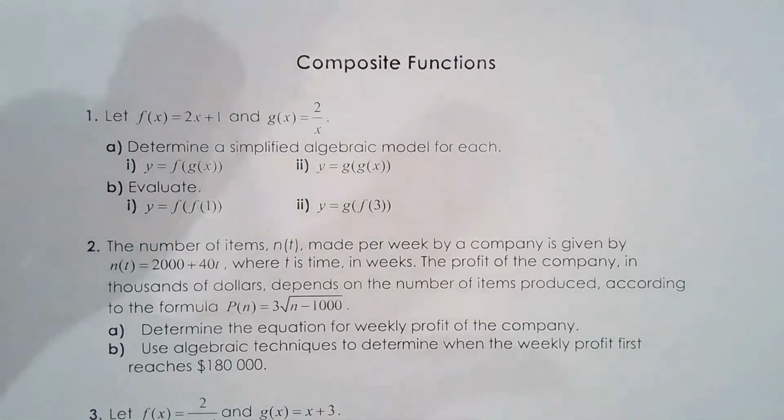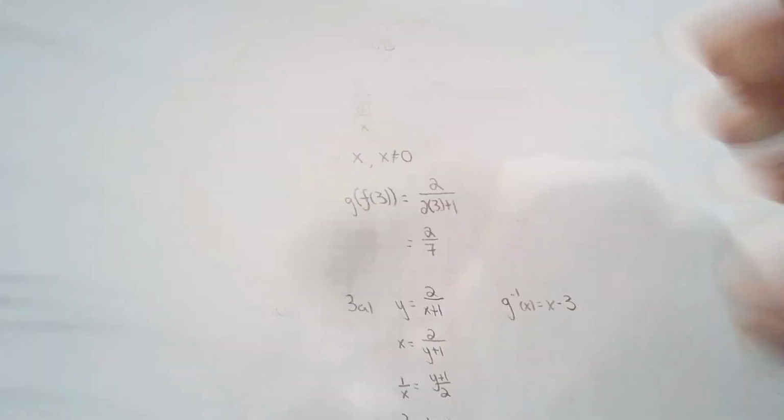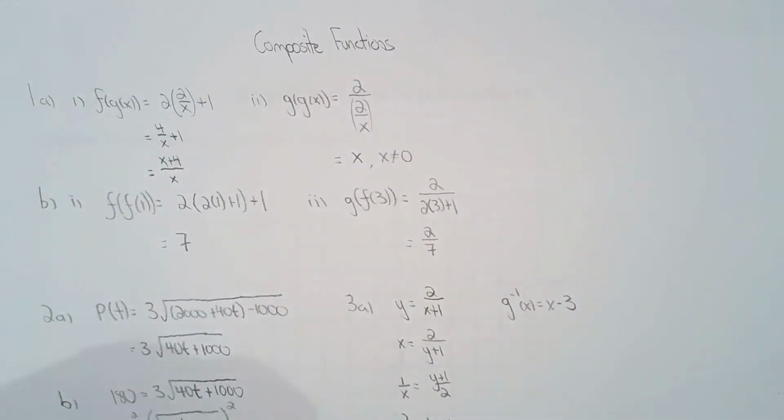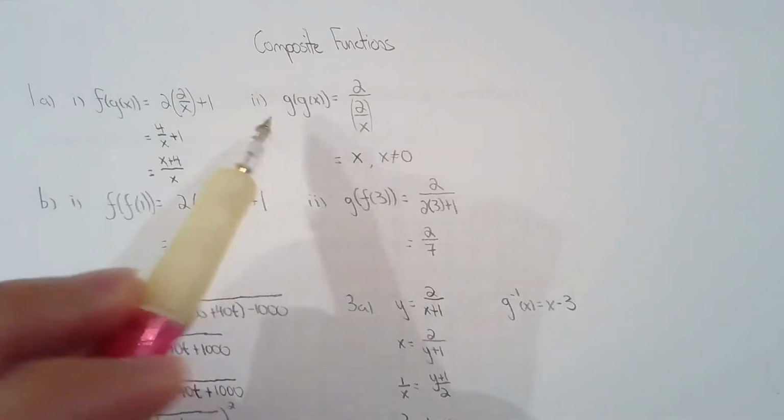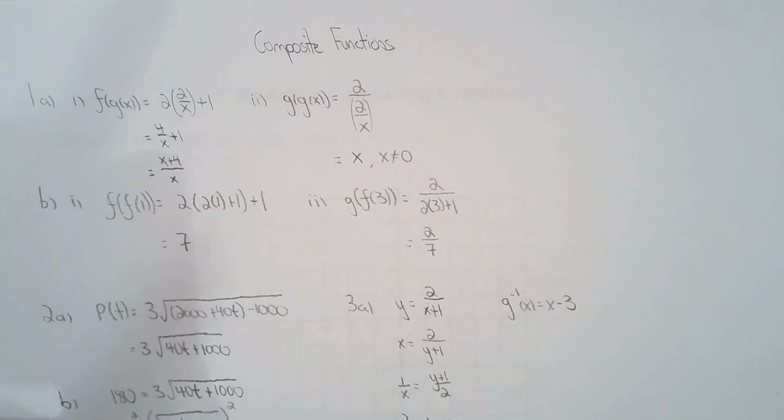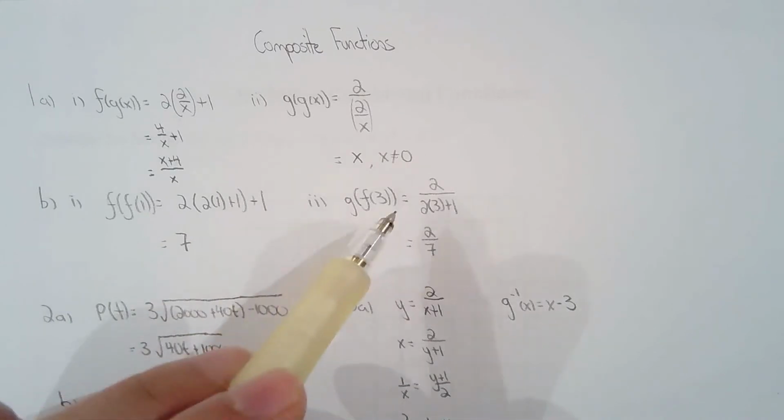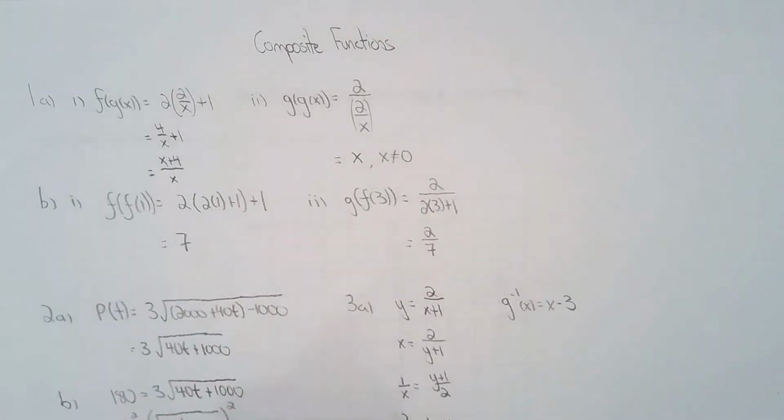In this video, we'll be taking up the homework on composite functions. So the first question is pretty straightforward. They ask us to find the algebraic model of the composite function, so f of g of x and g of x. Not really much to say there. And then they ask us to evaluate f of 1 and g of f of 3. So these are very similar to something you would experience in grade 11.